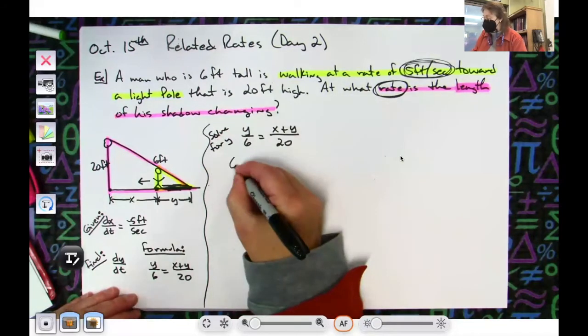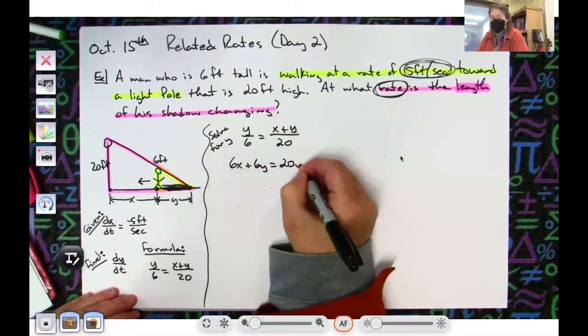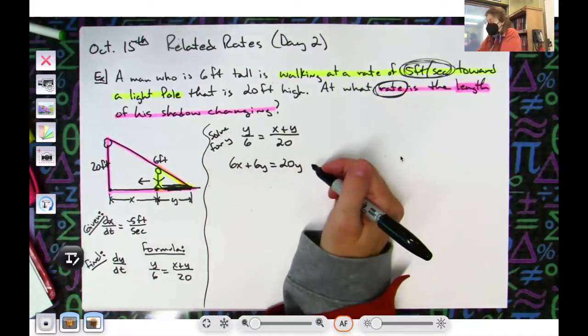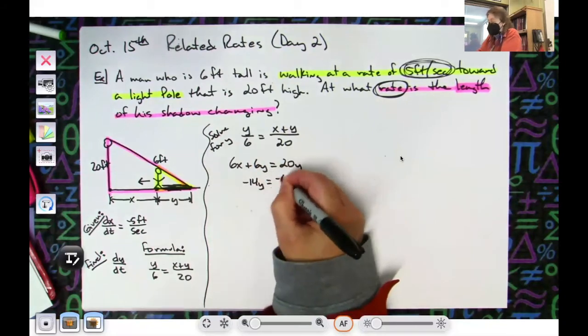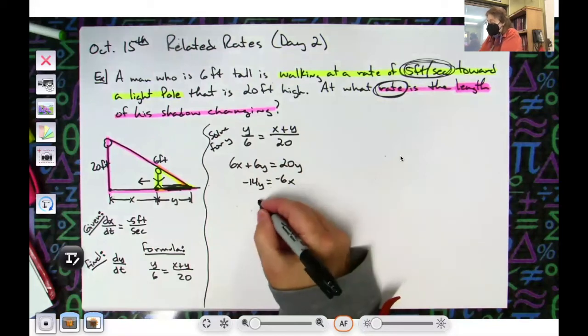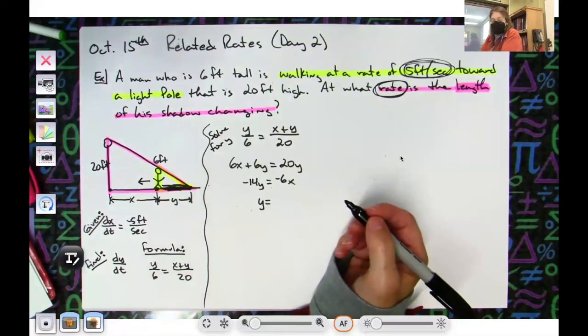So 6x plus 6y equals 20y. I want y on the left-hand side. Okay, so negative 14y over a negative 6x divided by 14. It's going to be positive, so y is going to be equal to 6 over 14, 3/7.